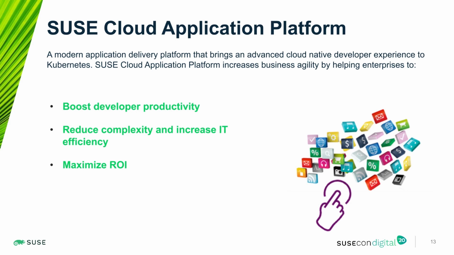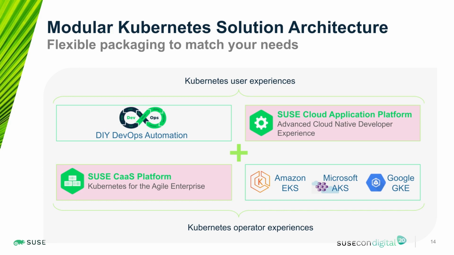Streamlining application delivery opens a clear path to increase business agility, led by enterprise development, operations, and DevOps teams. It does it all with Kubernetes, which many organizations already are using. SUSE Cloud Application Platform runs on top of Kubernetes like SUSE Container Service Platform, Amazon EKS, Microsoft AKS, or Google GKE, combining the best from operator and dev worlds.